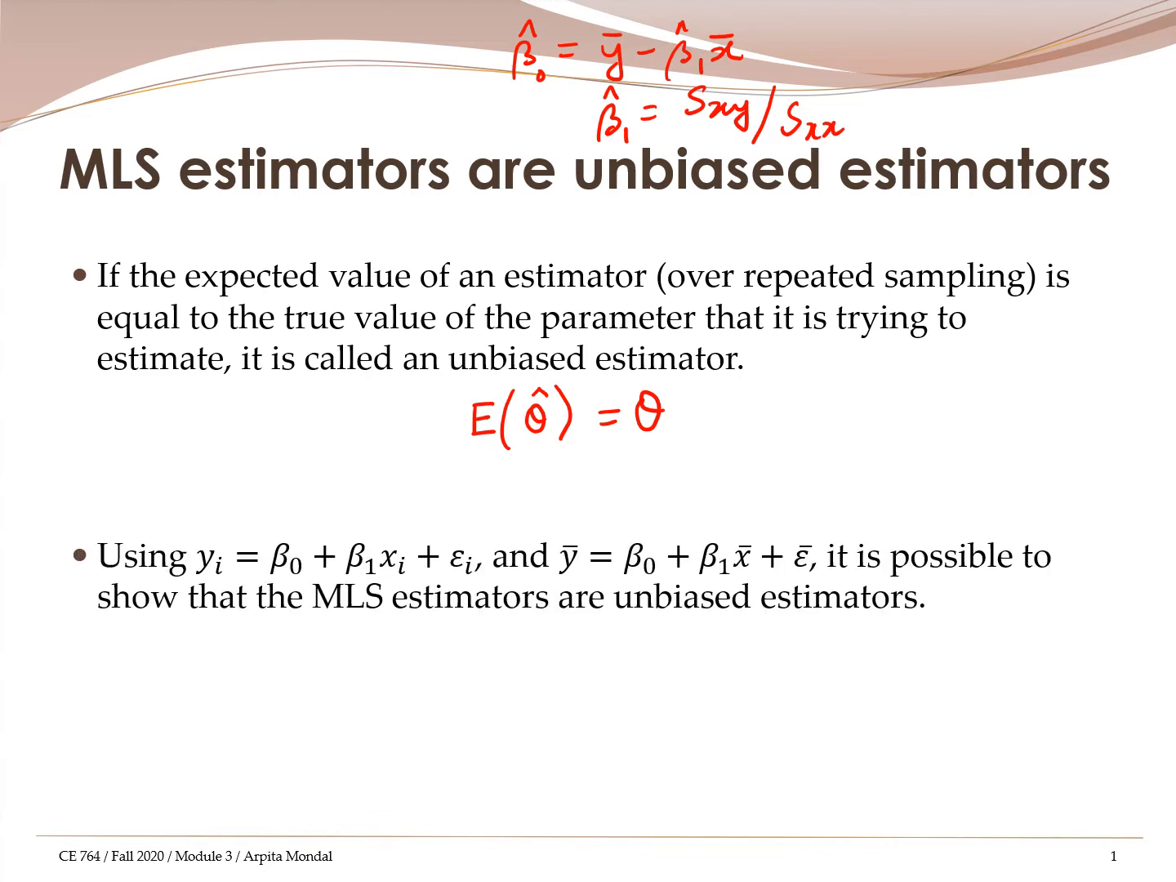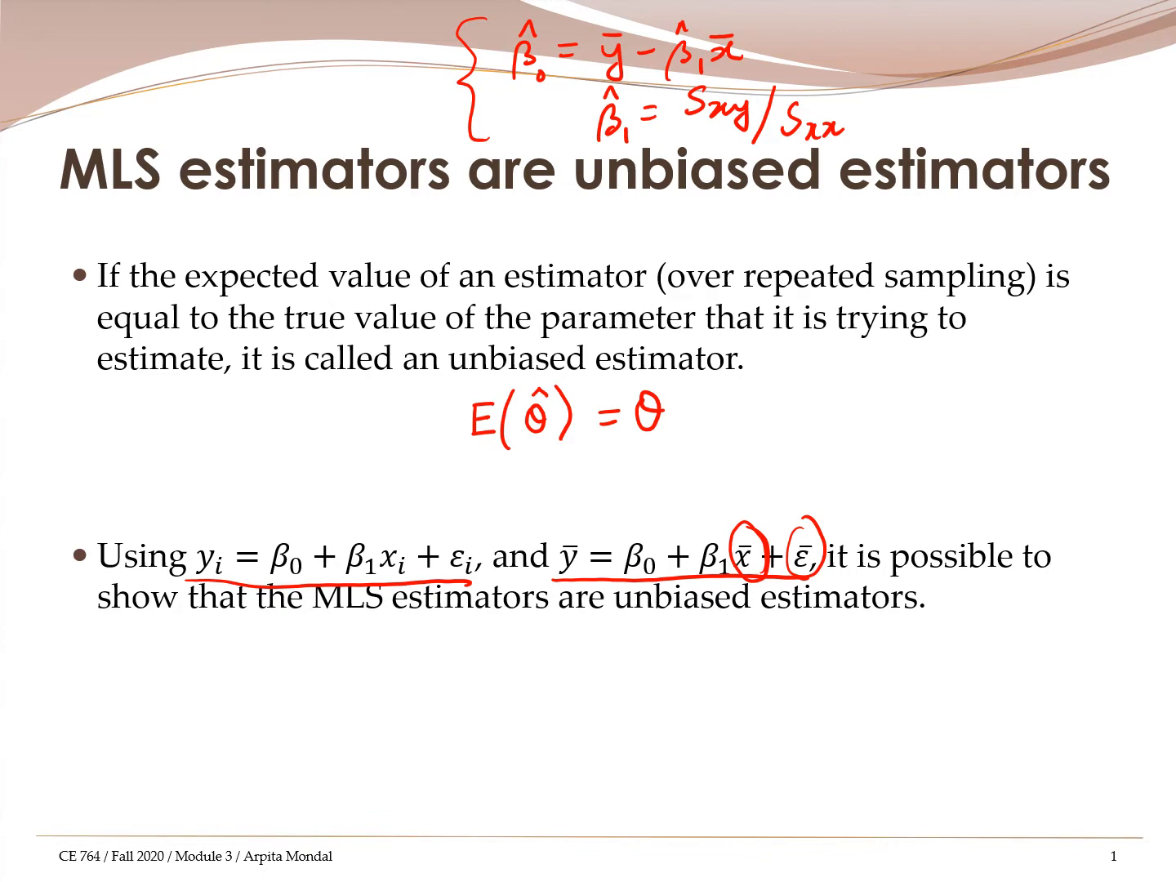And using the fact that any given observation yi can be written as beta naught plus beta 1 times xi plus epsilon i, we can write y bar in terms of the average of x and the average of noise, which essentially is 0. It is possible to show that these estimators, beta naught hat and beta 1 hat, the method of least squares estimators, are unbiased estimators. Now this proof is for you to derive.